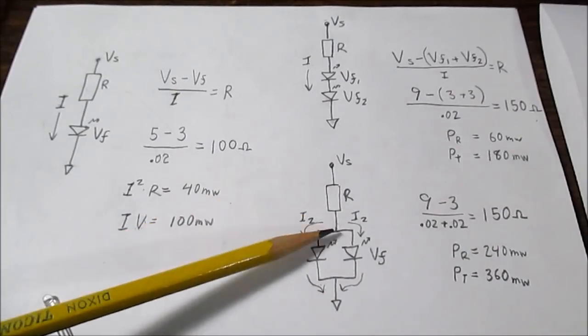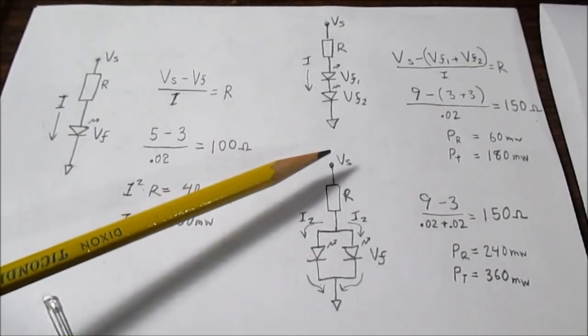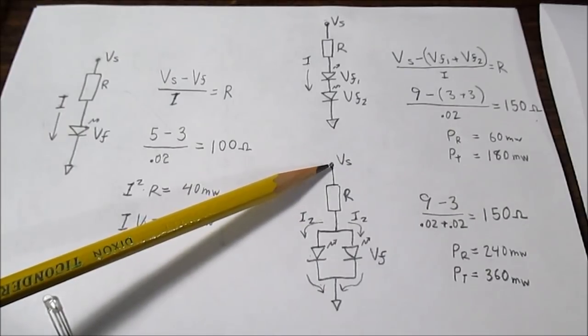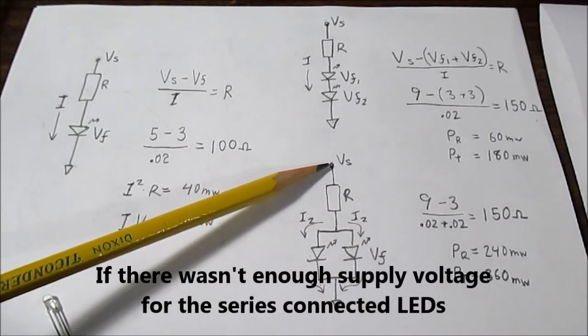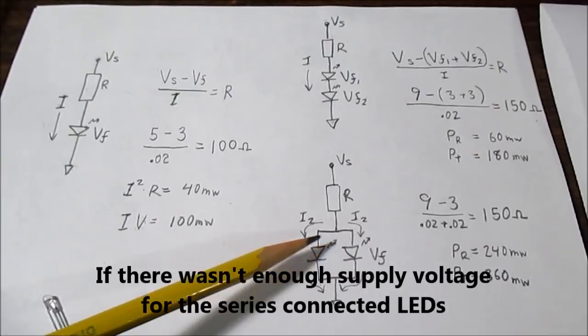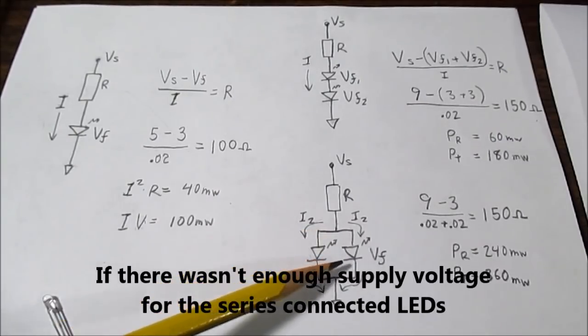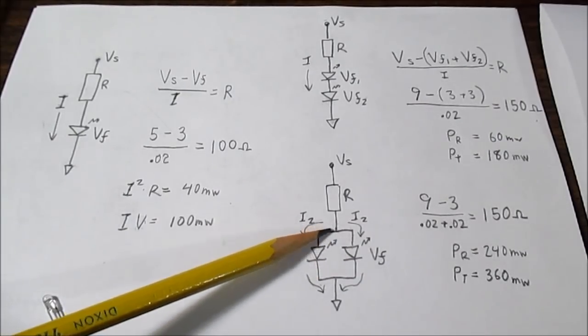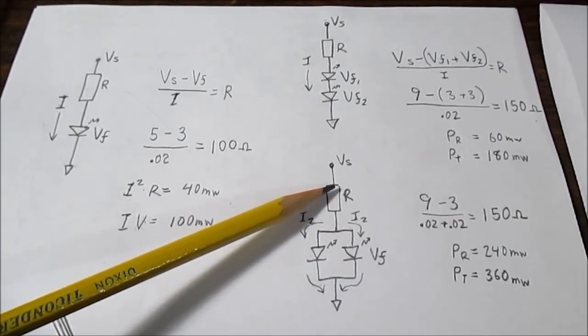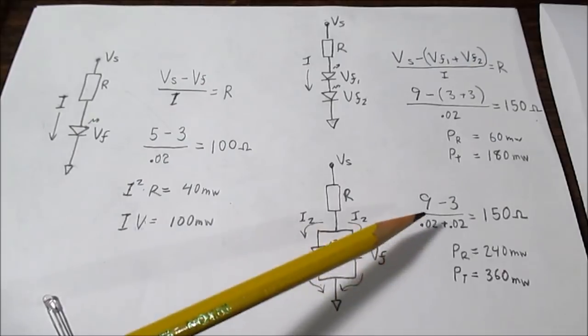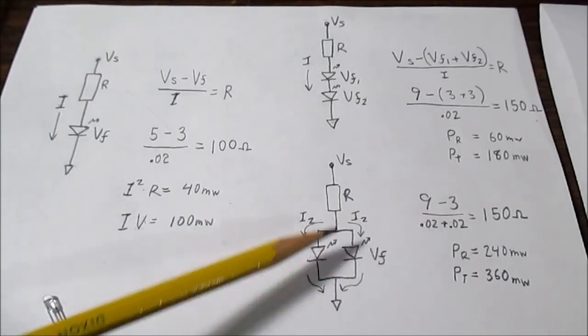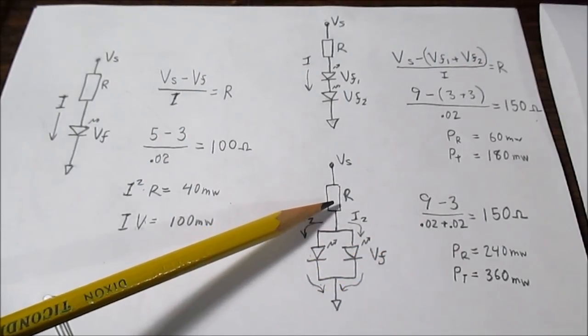Now, where can this be good? If we didn't have high enough supply voltage. If this were only 5 volts, well, putting these in parallel means we only drop 3 volts across this part of our circuit, and that'd leave us 2 volts to drop here. So you can do the calculation and figure out what the resistor value would be here.